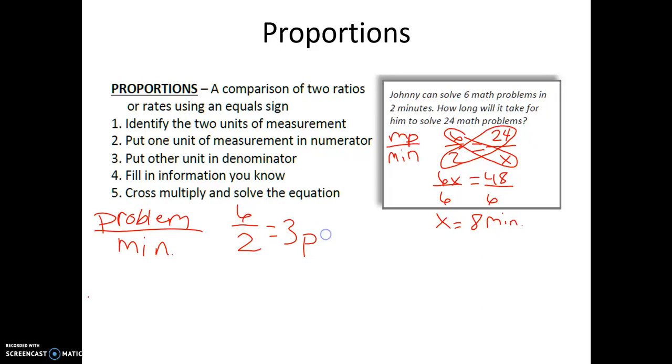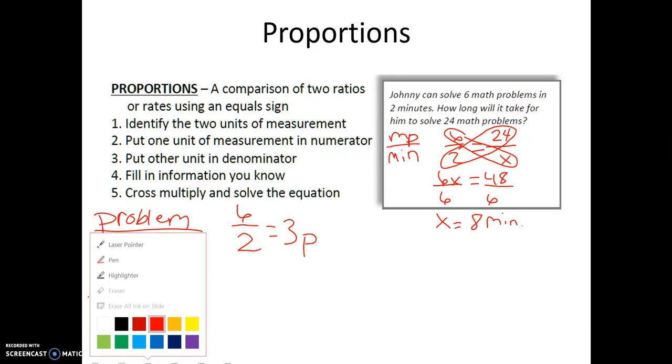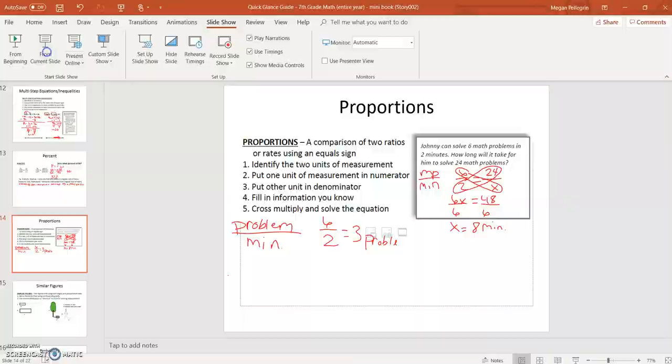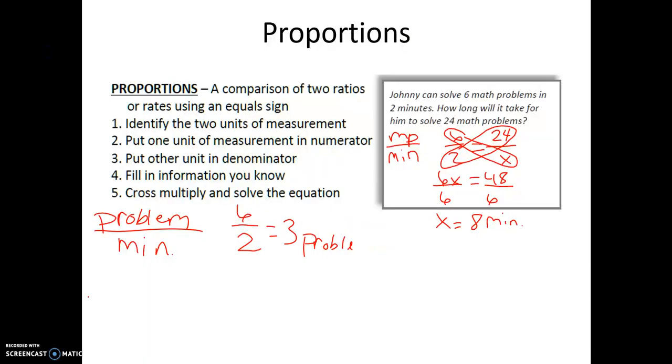Sorry, so 3 problems per minute. And so we could solve that by putting it in the equation.